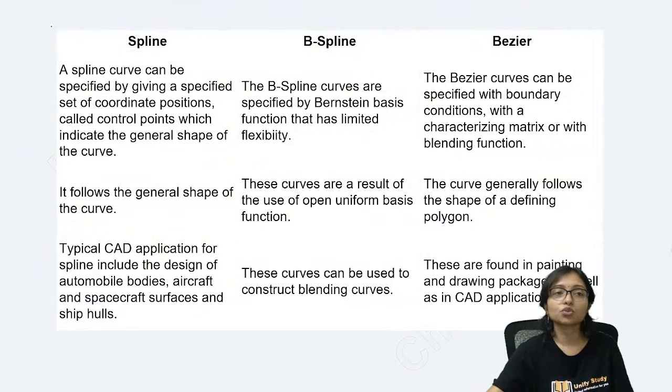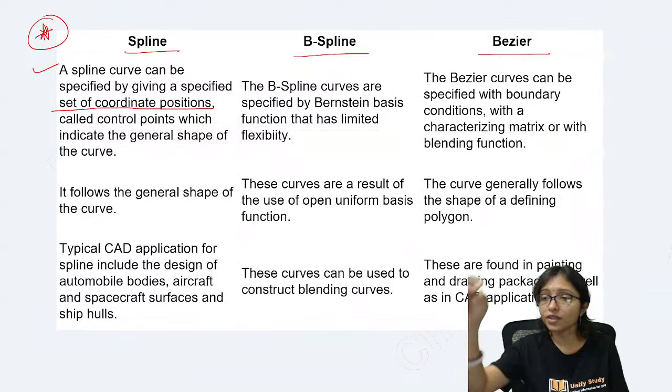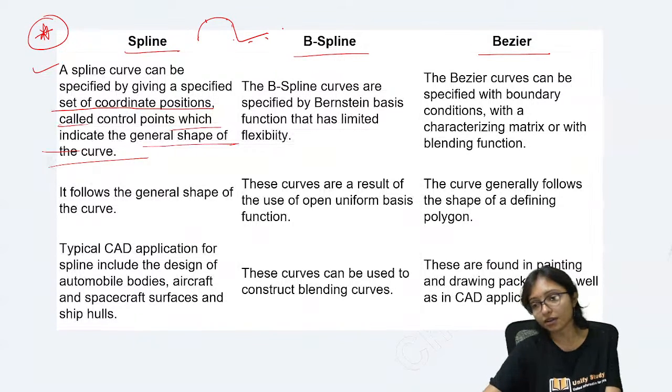Directly, you can come to the difference. That will be important for your exam: normal spline curve, B-spline curve and Bezier curve. What are the main differences? A spline curve can be specified by giving a set of coordinate positions. You give exactly a set of coordinate positions, called control points, which indicate the general shape of the curve. It means I am giving you the points and now you are drawing the curve. That is the spline curve.